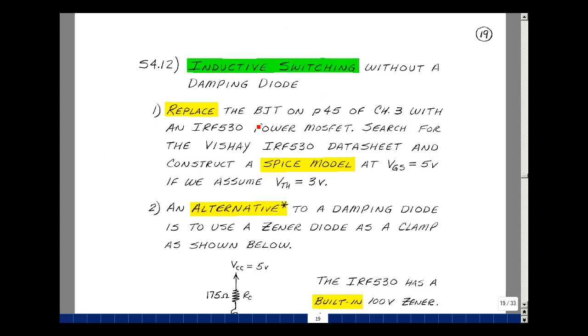Go back to the BJT switching circuit we had in Chapter 3 on page 45, and let's replace the BJT with a power N-channel MOSFET, in particular an IRF 530. Search for the Vishay IRF 530 datasheet and construct a SPICE model at a gate source voltage of 5 if we assume that the threshold voltage is 3 volts.